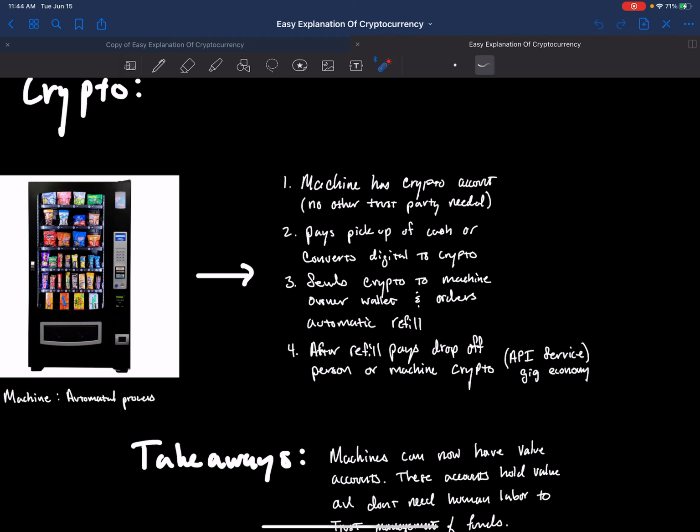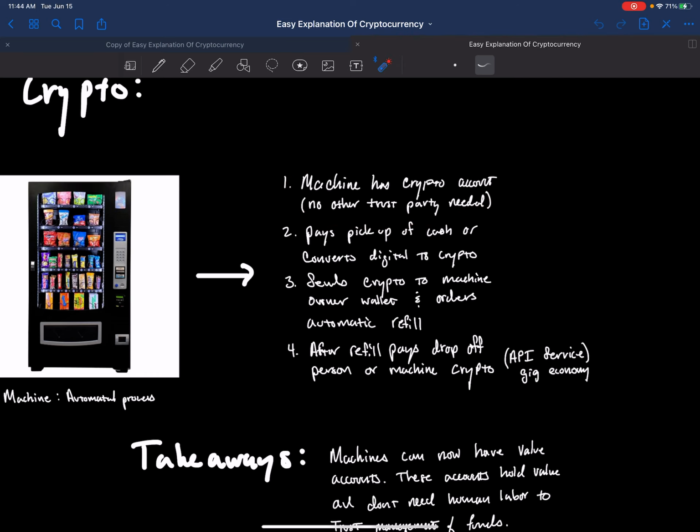So he sets up the program for keeping it filled, and it runs automatically. And if there's a problem, it'll send him a message, whatever. But he just sets it up, and he never goes back there again. He sets it up one time, and now the machine is self-sufficient because it has a crypto account.